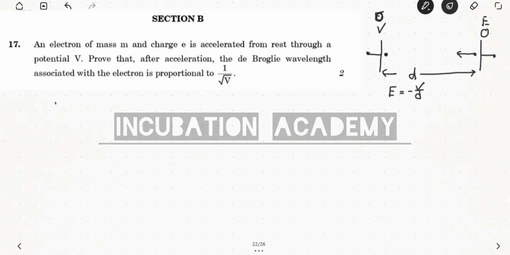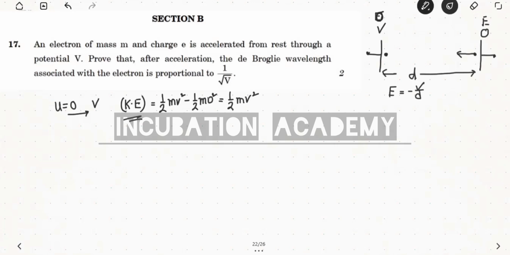Initially it has velocity u, which is 0, and finally it attains the velocity v. So the velocity changes from u to v. What is the change in kinetic energy? The change in kinetic energy is 1 by 2 m v squared minus 1 by 2 m into 0 squared, that is 1 by 2 m v squared. That is the increase in kinetic energy.